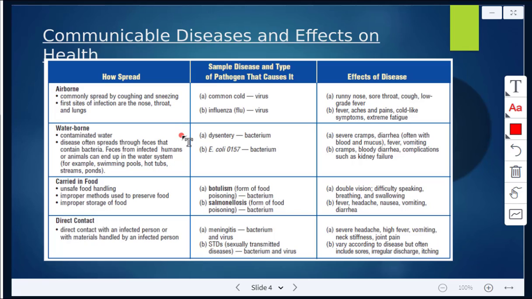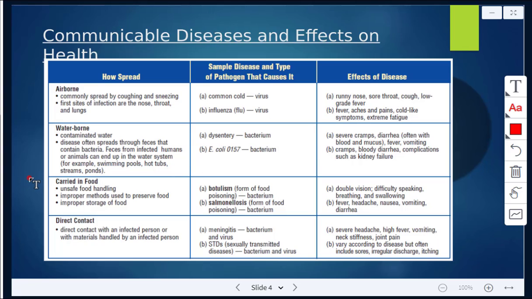So a couple examples, dysentery, which is from a bacteria. Effects of it: severe cramps, diarrhea, often with blood and mucus, there's fever and vomiting. E. coli O157, another bacteria. Effects: there's cramps, bloody diarrhea, and there can be extreme complications like kidney failure.